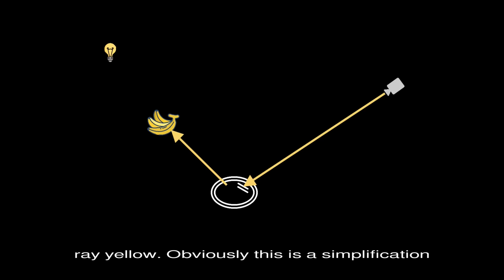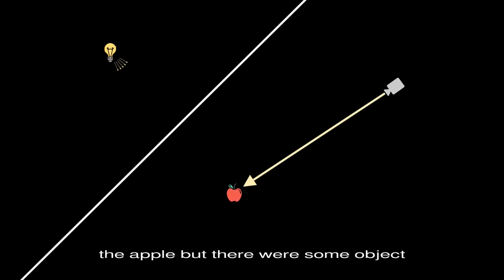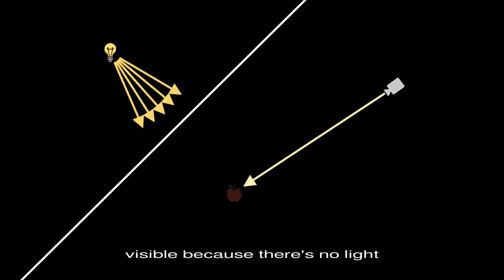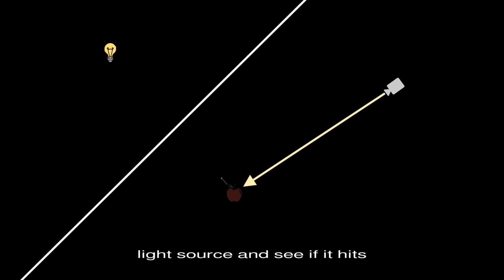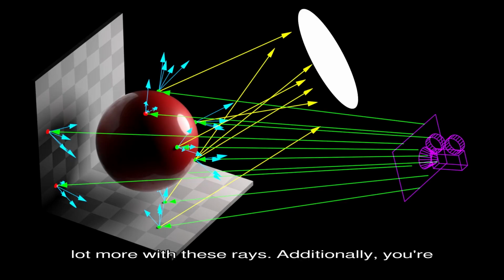Obviously, this is a simplification. I mean, what if the ray hit the apple, but there was some object between the apple and the light source? Meaning the apple shouldn't really be visible because there's no light on it. The simple solution to this is to trace a ray from here to the light source and see if it hits anything on the way. If it does, then we say that it's in shadow. Now, in real life, if you want your ray traced images to look good, you're going to have to do a lot more with these rays.